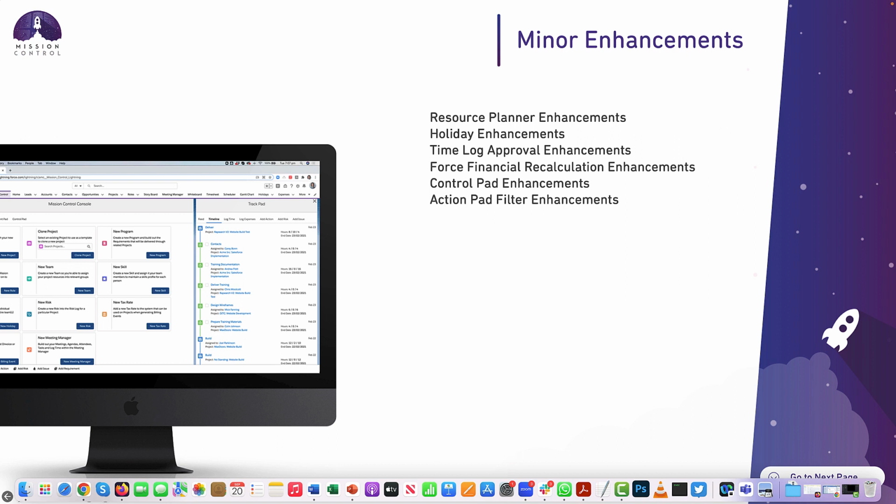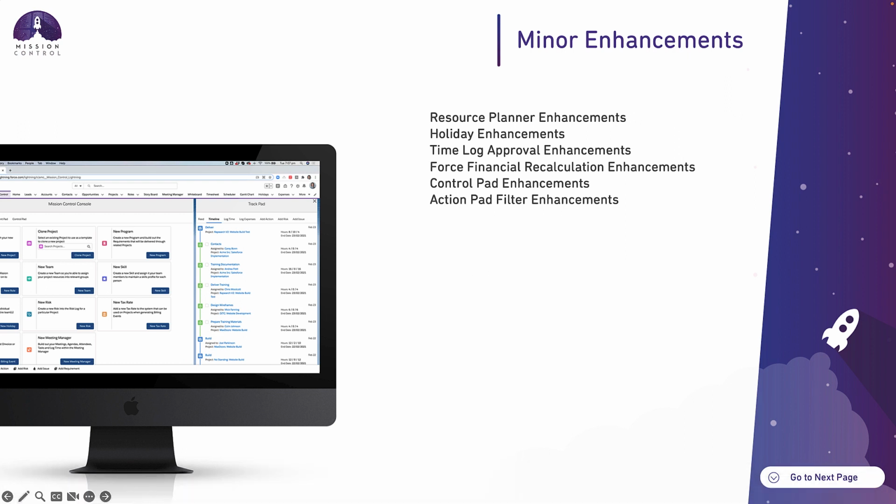The Force Financials recalculation feature has been optimized so it can now be used for multiple projects at the same time. So, for example, if you've changed the billing rate or cost rates for several projects, you can set that Force Financials recalculation field to true for all of those projects via the list view, and that will execute as a batch script in the background now.